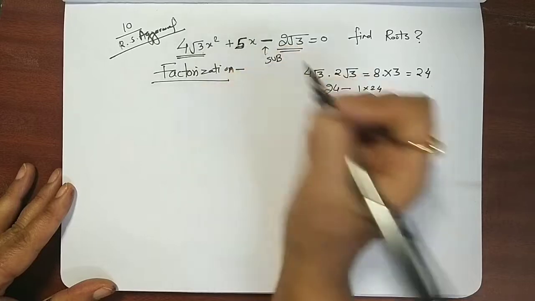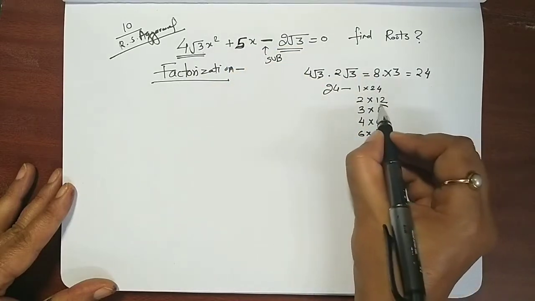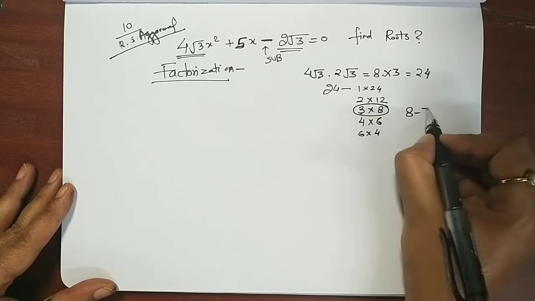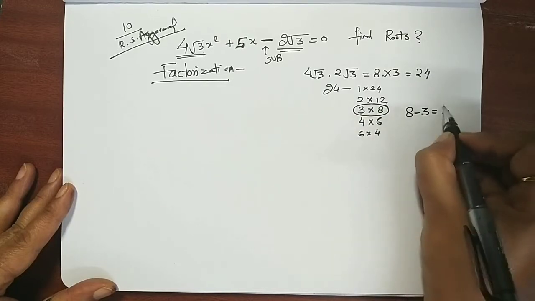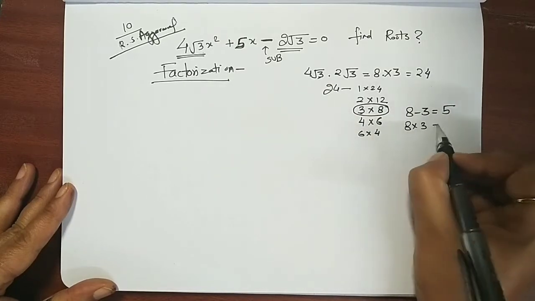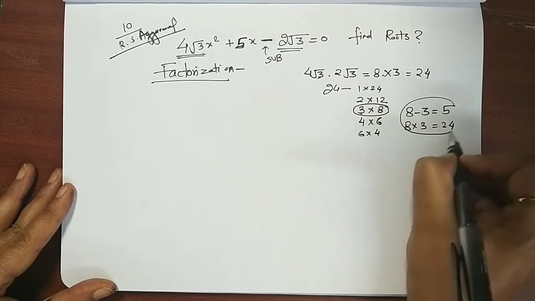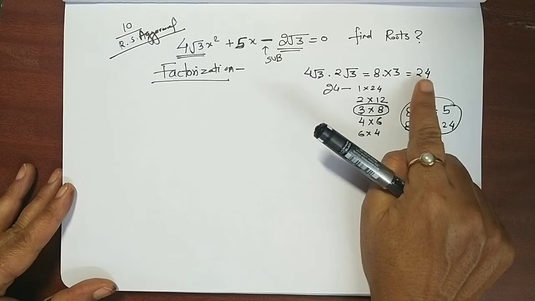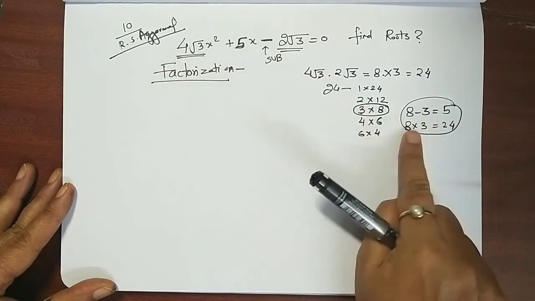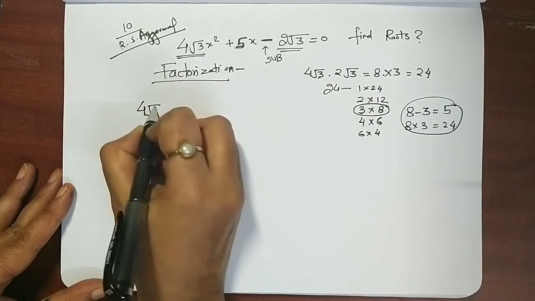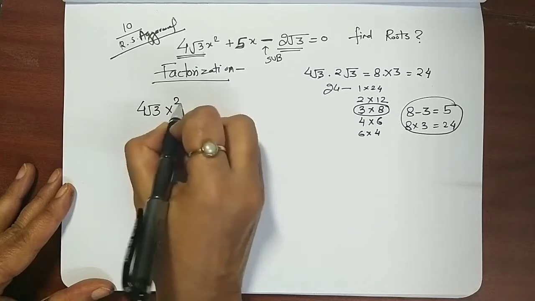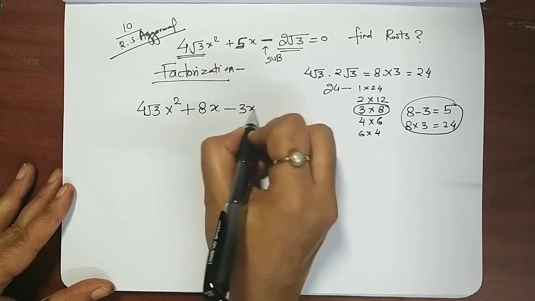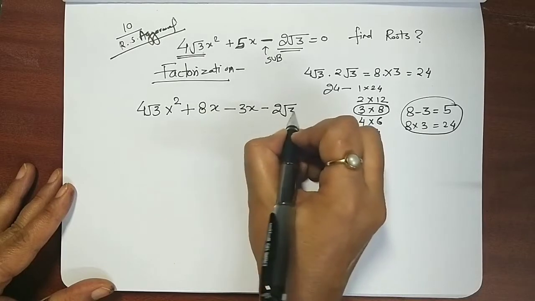This middle term is important. Subtraction should be equal to 5. So 8 and 3 is most suitable because 8 minus 3 is 5 and 8 into 3 is 24. So this is our best suitable choice for the factors of 24. I will use these two. So 4 root 3 x square plus 8x minus 3x minus 2 root 3 is 0.